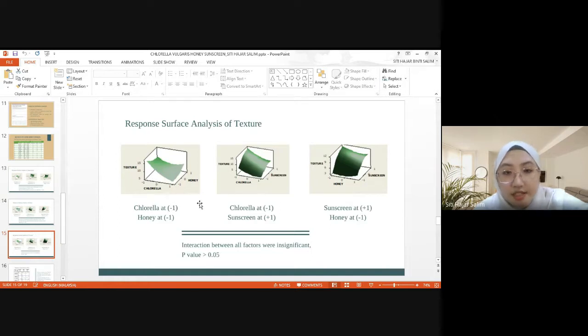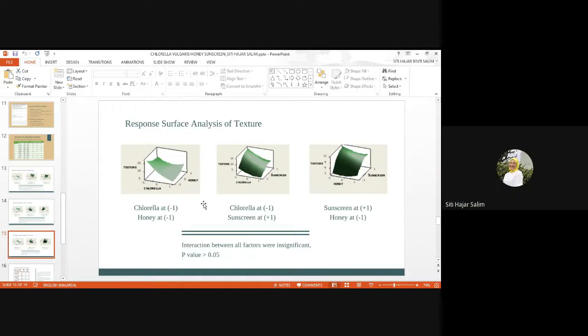As for texture, for all interactions, both Chlorella and honey were preferred at the lowest value, meanwhile sunscreen at the highest value. And for the ANOVA test result, it shows that all factors for texture were insignificant to each other with a p-value of 0.05.